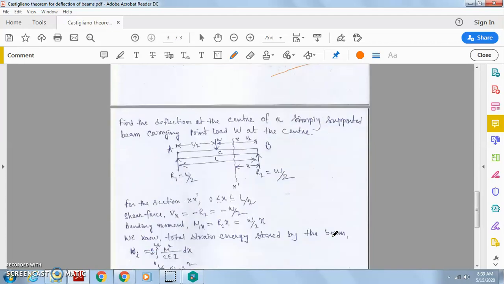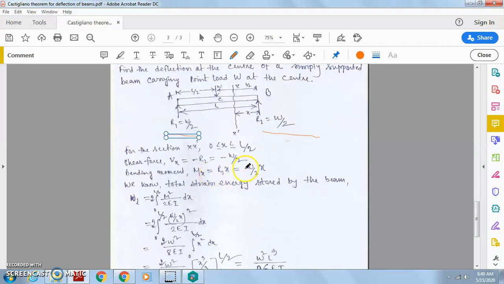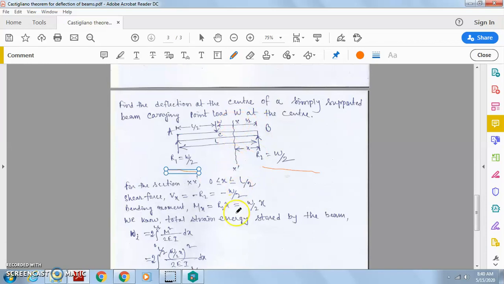Okay, now the same thing happens in the case of the simply supported beam. Here, in the simply supported beam, there is a point load W acting at the middle point, and the total span is L. So the reaction forces will be R1 equal to W by 2 and R2 equal to W by 2. Now we'll take a section x dash at a distance x from the right hand side.